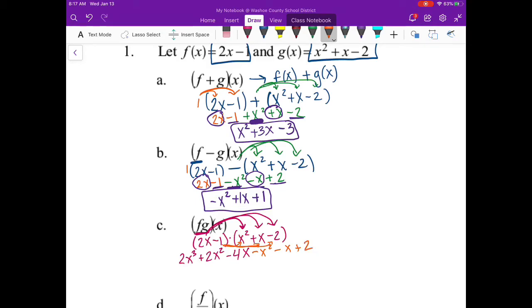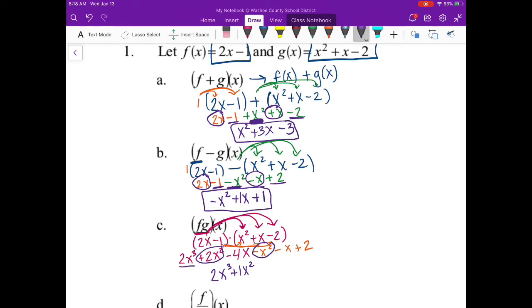Negative and negative is a plus, okay? So then combine your like terms. I have a 2x cubed, which can't combine with anything, so it just stays the same. Then I have a positive 2x squared and a minus 1x squared. That's going to give me just 1x squared.